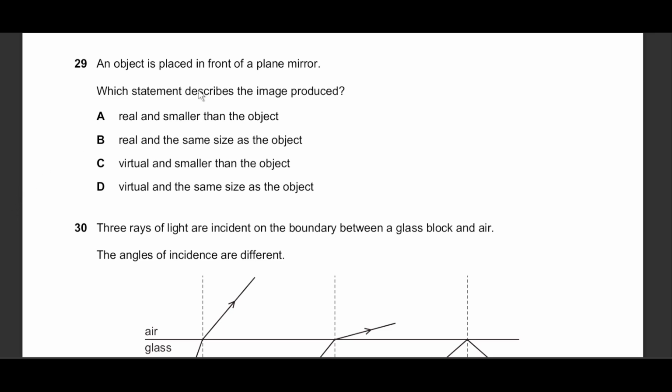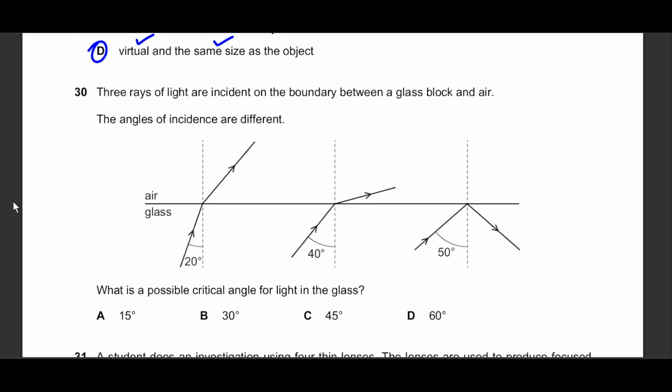Question number 29, which object is placed in front of the plane mirror? Which statement about the image is correct? Now, it's not real, it's virtual, and it's not smaller, it's the same size. As when you look at yourself in the mirror, it's exactly the same thing. This is going to be option D.